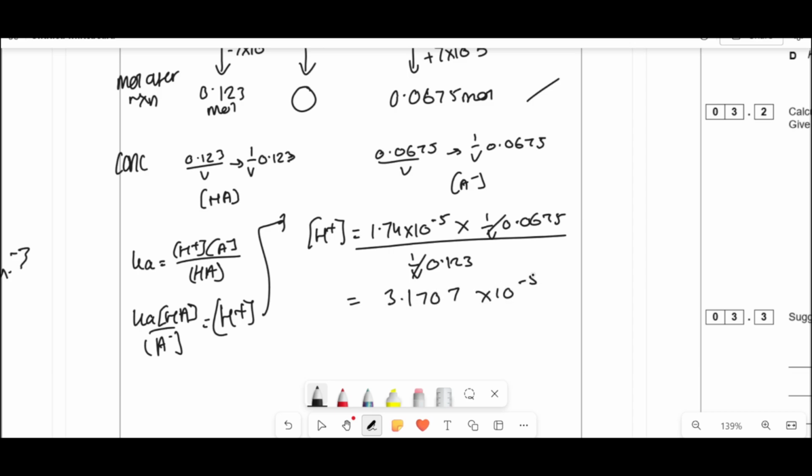3.1707 times 10 to the minus 5, and that's your H plus. And if you do pH, it's negative log to the base 10 of your answer. You get 4.498, which is roughly 4.5. You've got to do it to 2 decimal places.